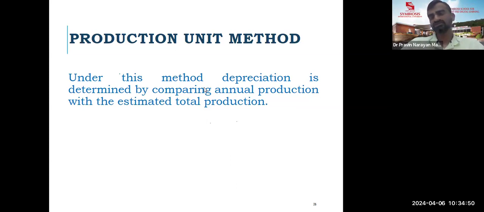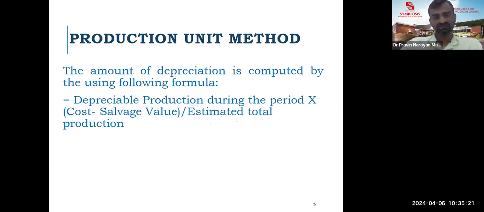Depreciation expense for a specific period is calculated by multiplying the depreciation rate by the number of units produced or processed during that period of the lifetime of that machine. So we calculate depreciable production during the period into cost minus salvage value divided by estimated total production.